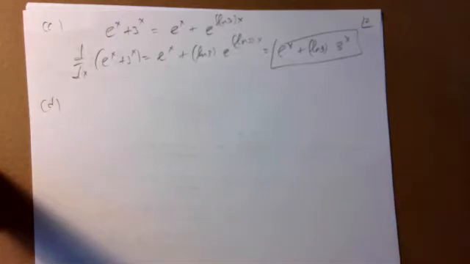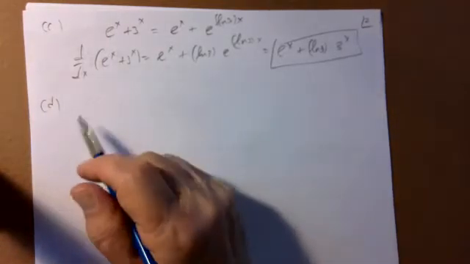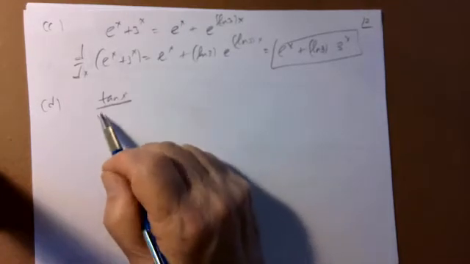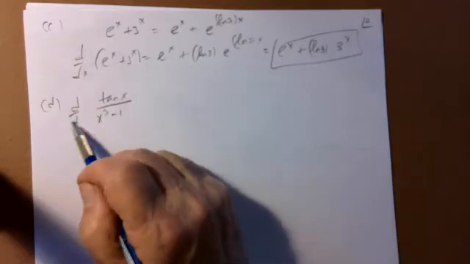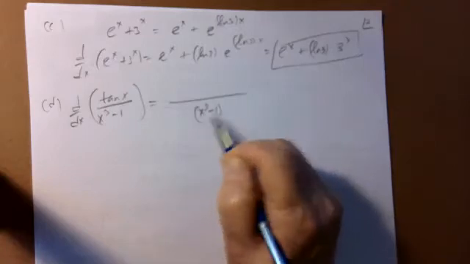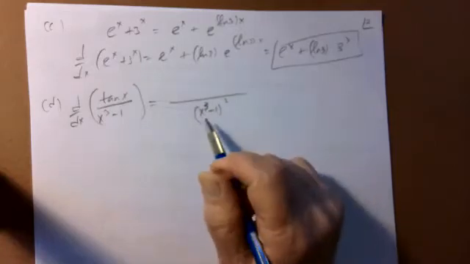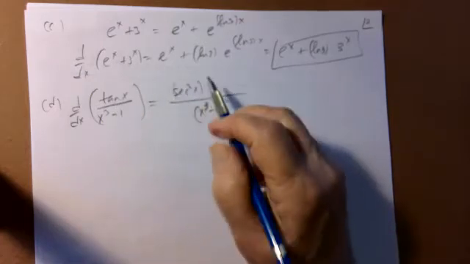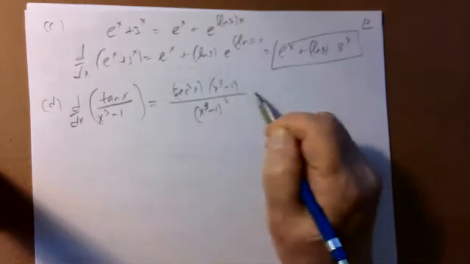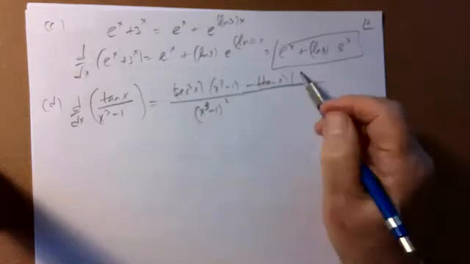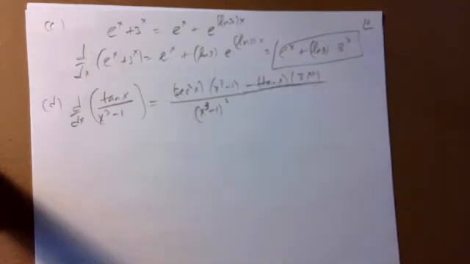D, we have the function tangent x over x cubed minus 1. So we differentiate using the quotient rule. You get x cubed minus 1 squared in the denominator. The derivative of the tangent is secant squared times the denominator minus the numerator times the derivative of the denominator. And that's what it is.